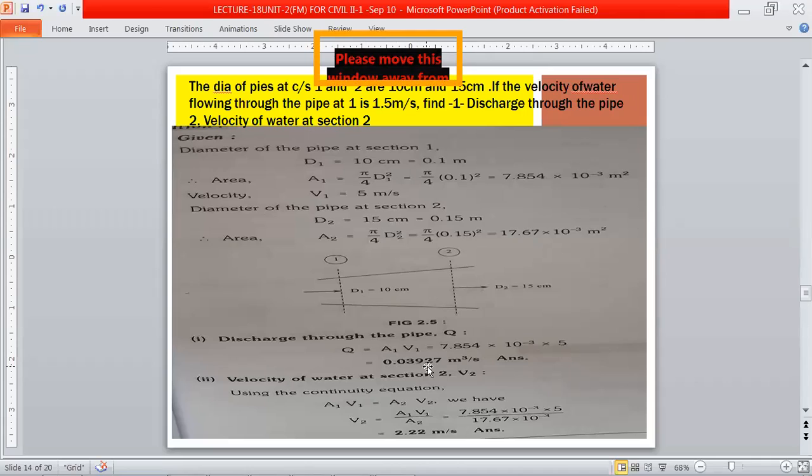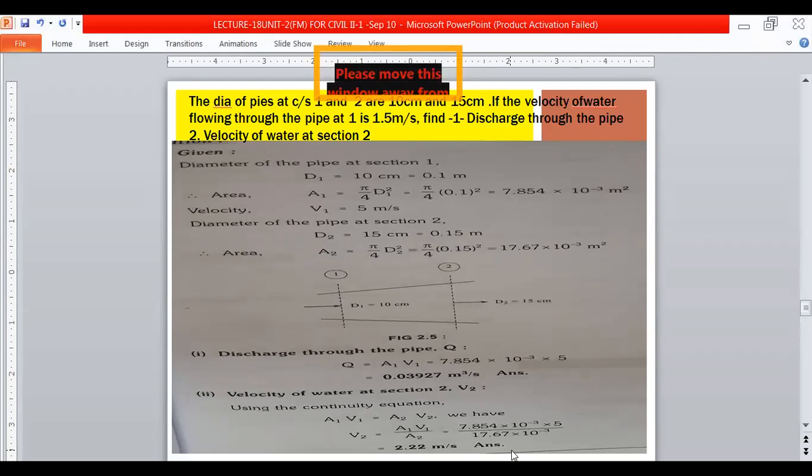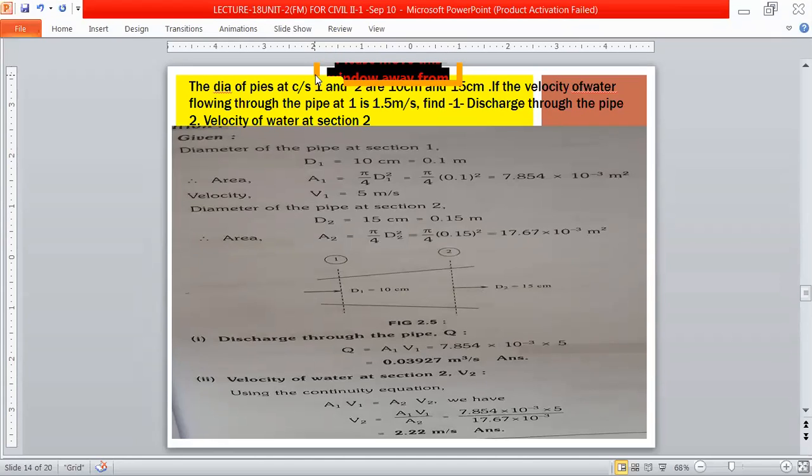Then velocity of water at section 2. We have to find V2, the velocity. To find velocity, by using the continuity equation, A1 V1 is equal to A2 V2. Therefore V2 is A1 V1 by A2. Substituting direct values, you get the answer 2.2 meters per second. Hope the problem is very easy, right? I think the problem is understood, easily. Next.